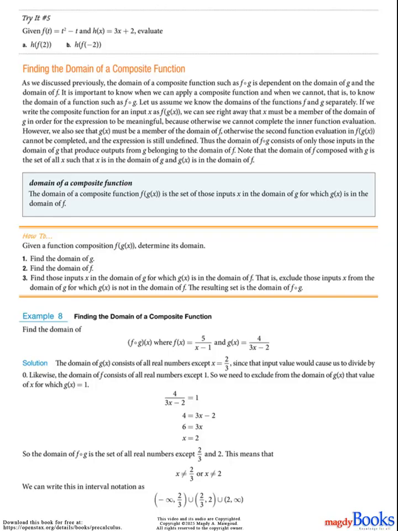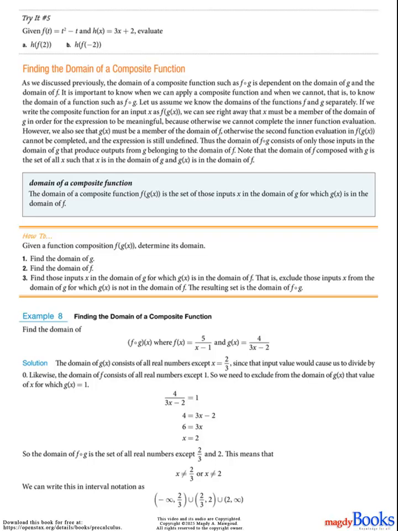1.4.4. Finding the domain of a composite function. As we discussed previously, the domain of a composite function such as f composed with g is dependent on the domain of g and the domain of f. It is important to know when we can apply a composite function and when we cannot, that is, to know the domain of a function such as f composed with g. Let us assume we know the domains of the functions f and g separately. If we write the composite function for an input x as f of g of x, we can see right away that x must be a member of the domain of g in order for the expression to be meaningful, because otherwise we cannot complete the inner function evaluation.